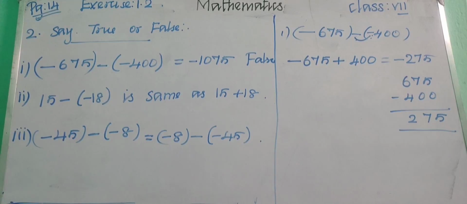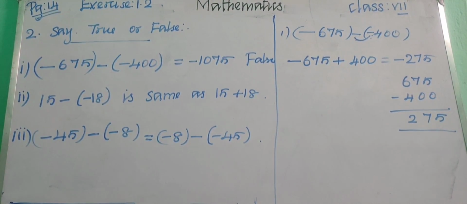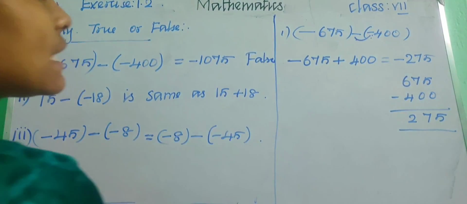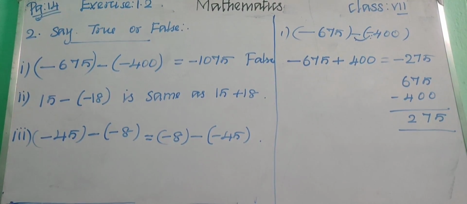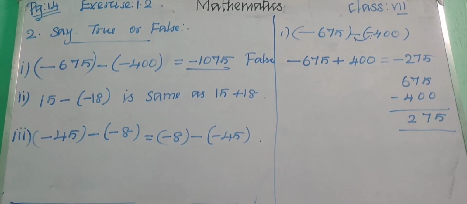Children, copy it in your notebook. Write the first question of say true or false, and write this explanation. The answer we are getting is minus 275, so this one is false. Write the answer as false, children. And then let us see the second one.